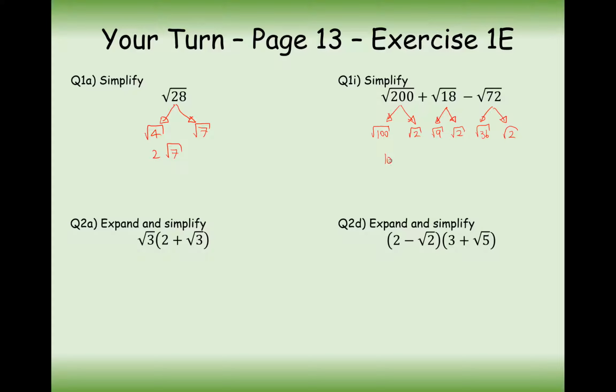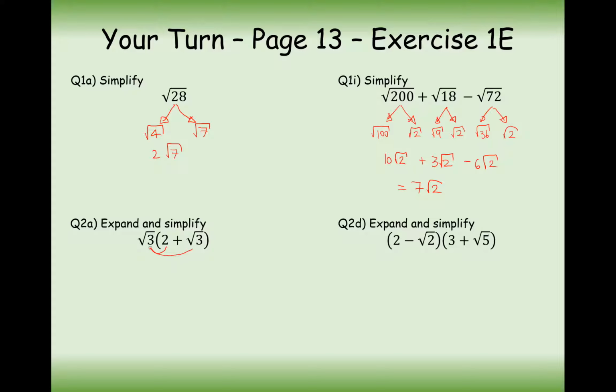In this case here, we can simplify this to 10 root 2. Add, square root of 9 is 3 root 2. Subtract 6 from the square root of 36 times 2. And in this case here, it's going to be 13, take away 6, that's 7 root 2. Think of these root 2's as x, it's just going to be 7x or 7 root 2.